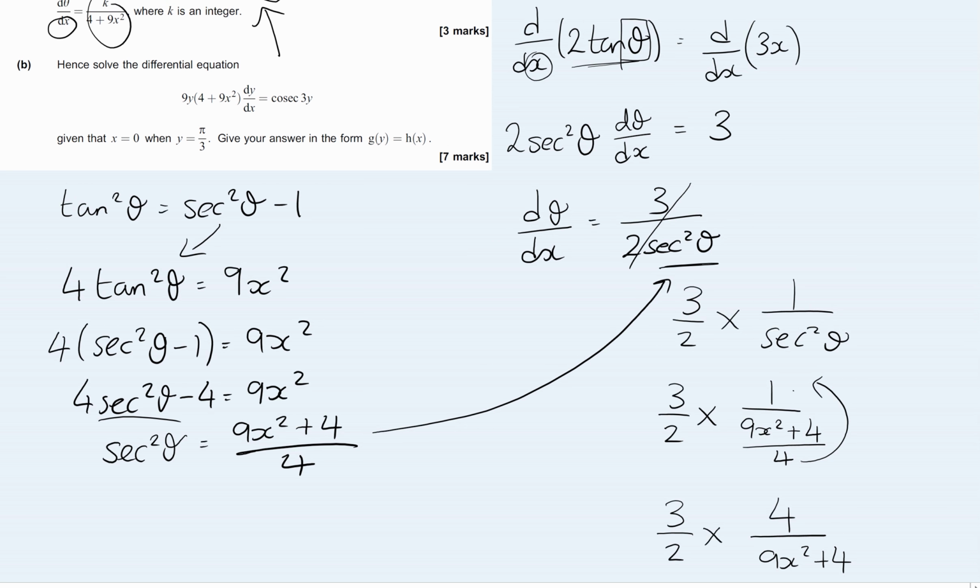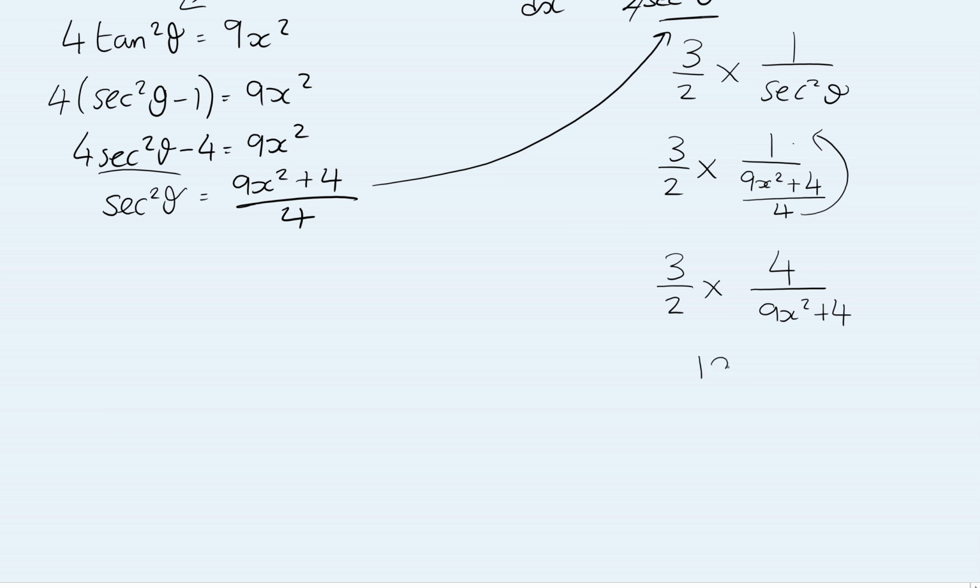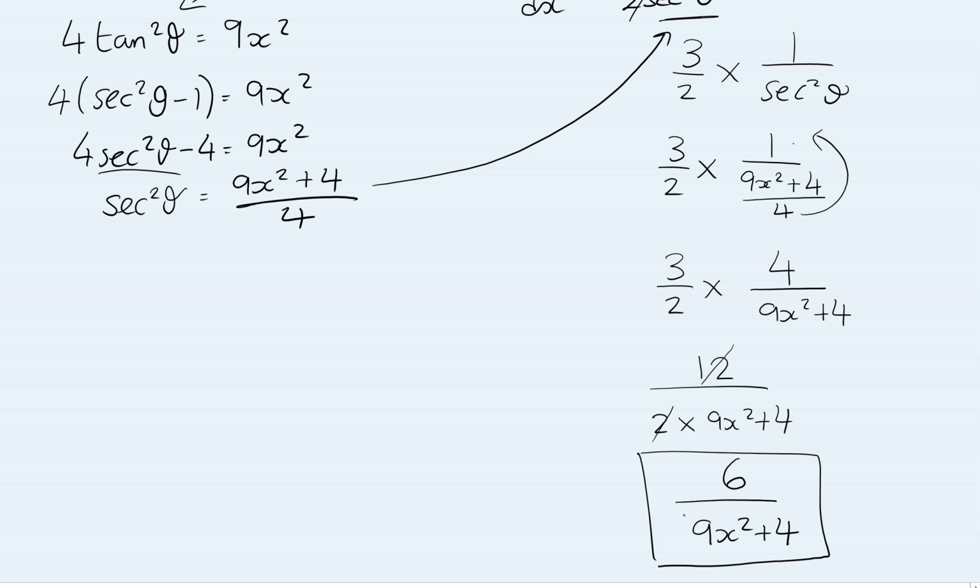But what we're being asked for is we want 4 plus 9x squared, but we want just an integer on the top. So we can see that the top here is going to multiply to 12 over 2 times 9x squared plus 4. 12 divided by the 2 is going to cancel, leaving me 6 over 9x squared plus 4. And obviously the order of that does not matter. So that's what we're looking for, with k equaling 6 from our question there. So that's how we would go about doing that first part of the question.